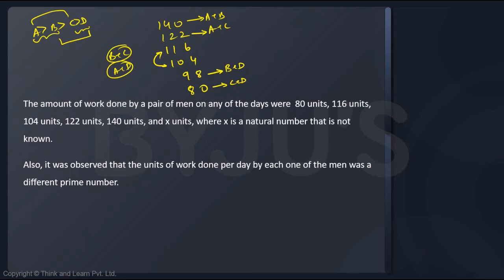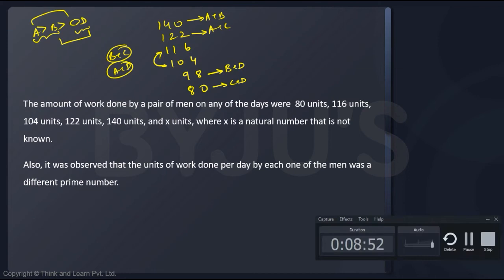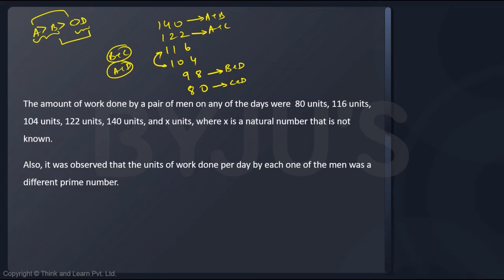So where do we start from? The way to look at this is to start with 80. So we are looking at the possible values of 80. 80 is equal to C plus D, where both of them are prime numbers. So let's start with 3.